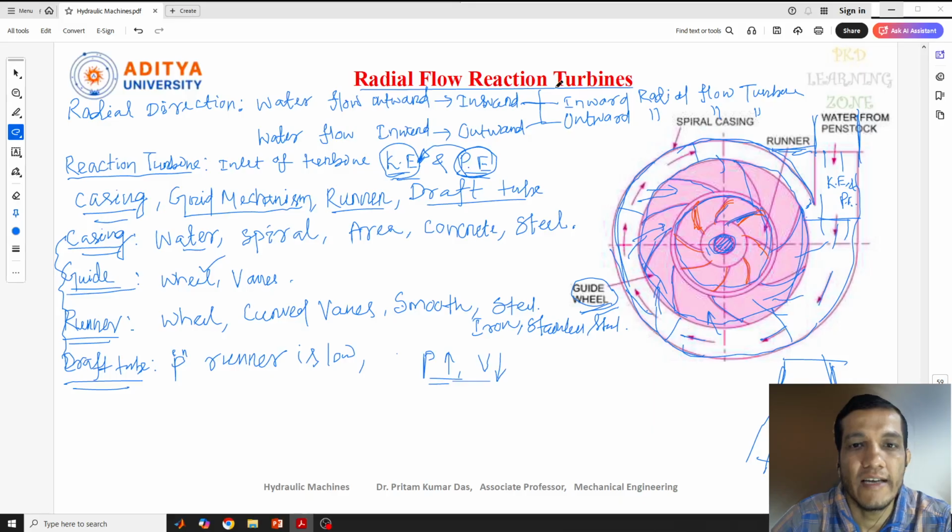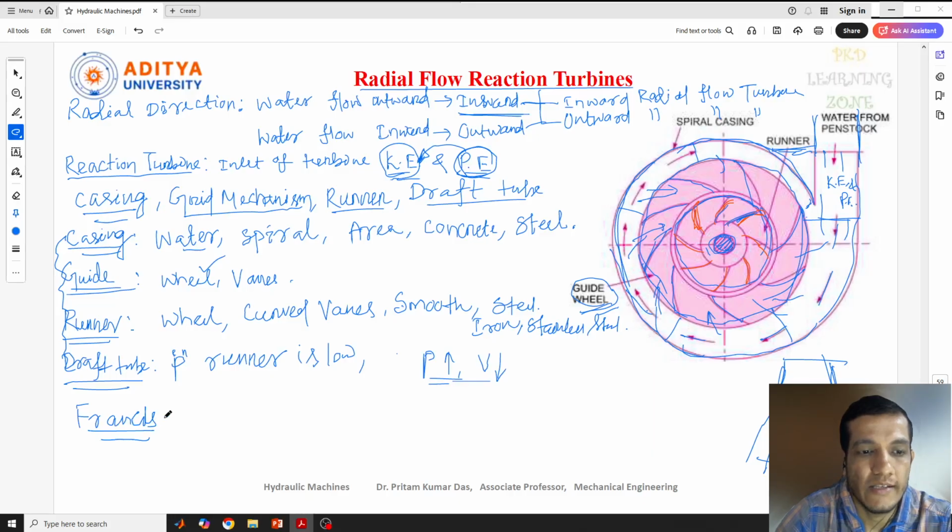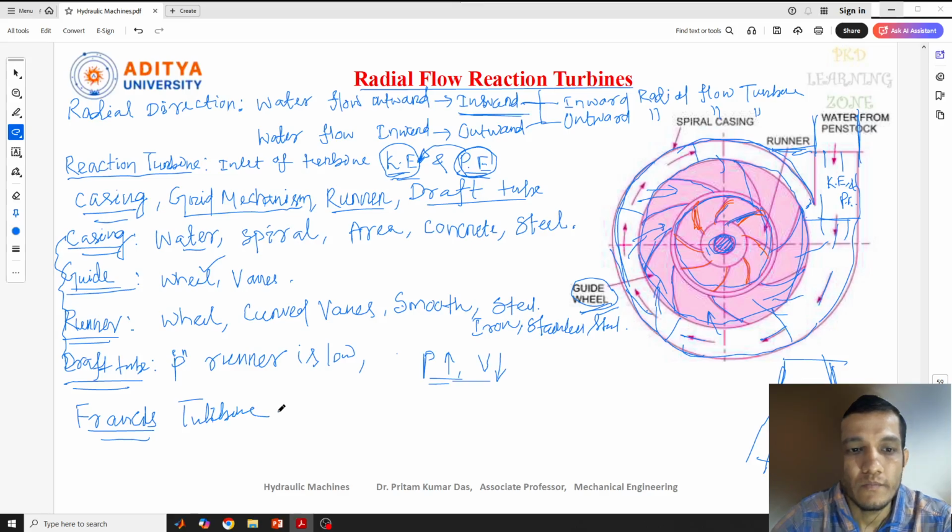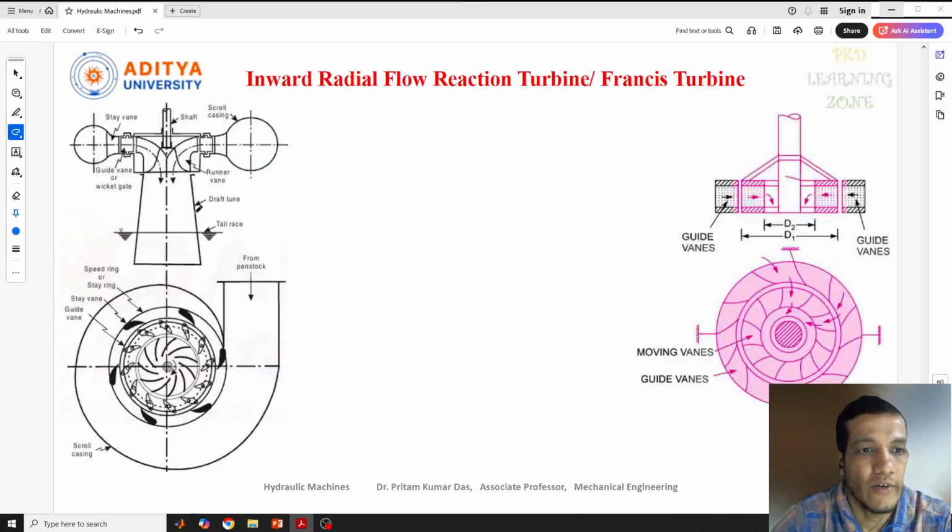Okay, so these are all the components used in this reaction turbine, and as I told you, this is a radial flow reaction turbine. What we have discussed here is exactly an inward radial flow reaction turbine. In this radial flow reaction turbine, one example is the Francis turbine. Here I have taken the example of the Francis turbine.